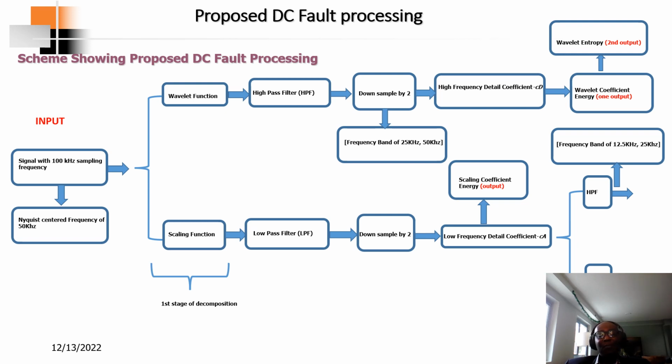So I have a wavelet function, and I high pass filter it and downsample it by 2, right? From that I derive the high frequency detailed coefficient, and from there I have it as an output. From there I determine the wavelet entropy, right? On the other hand, the scaling function, that is the low pass filter, and downsample it by 2, and that is the low frequency coefficient. Then this becomes the input for the next stage. Then it continues like that.